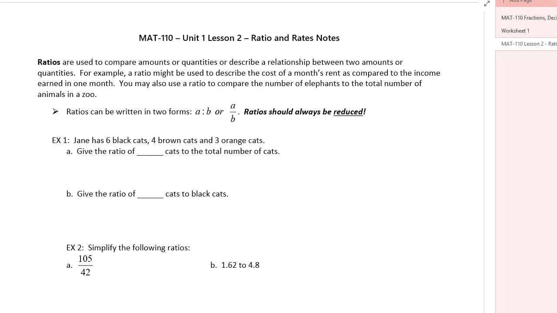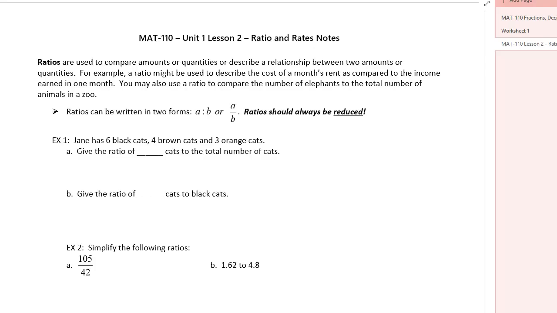For example, a ratio might be used to describe the cost of a month's rent as compared to the income earned in 1 month. You may also use a ratio to compare the number of elephants to the total number of animals in a zoo.